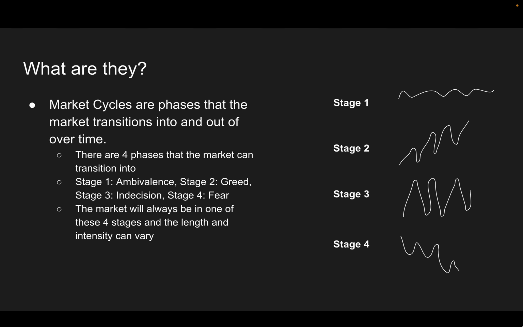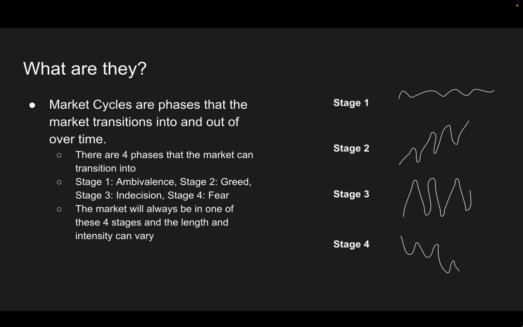What are they? So, market cycles are phases that the market transitions into and out of over time. There are four phases that the market can transition into. Stage 1 ambivalence, Stage 2 greed, Stage 3 indecision, and Stage 4 fear. So the market will always be in one of these four stages, and the length and intensity can vary.